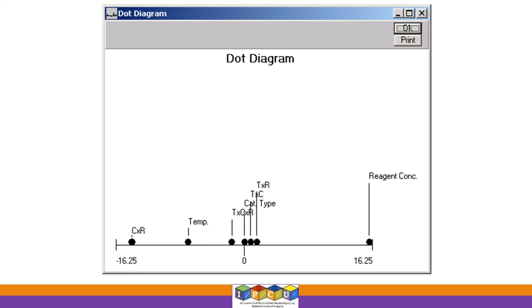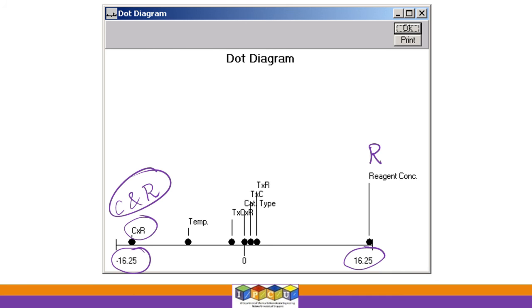In this diagrammatic representation, we can see that R, the reagent concentration, is a very important term because it has a positive effect close to 16.25, right? That's what is seen here. And the second thing is between C and R, the catalyst type and reagent. The interaction between catalyst type and reagent concentration used contributes to a major effect, but the effect is negative.